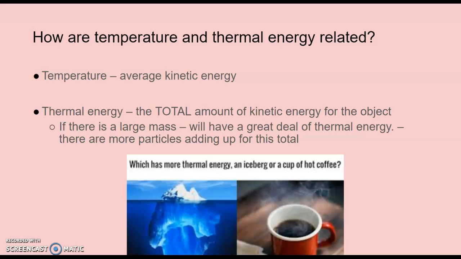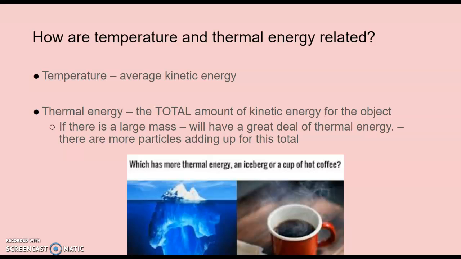So if there is a large mass, this large object will have a great deal of thermal energy. Why? Simply because there's more particles. And the more particles you have, the bigger your total is, right? So this question here, which has more thermal energy, an iceberg or a cup of hot coffee? Now, the temperature of these, which one has a higher average? It's probably going to be the coffee. It'll probably have a higher temperature.